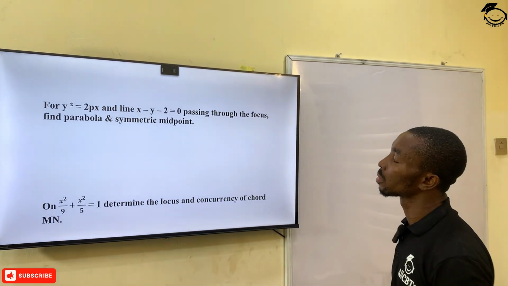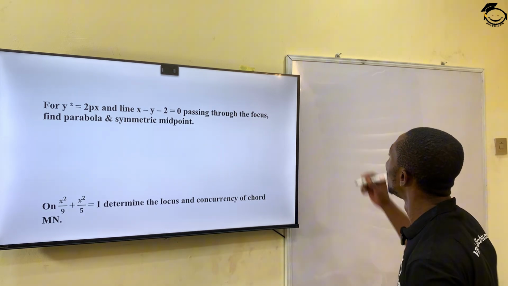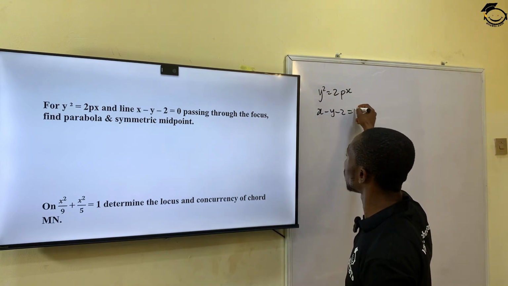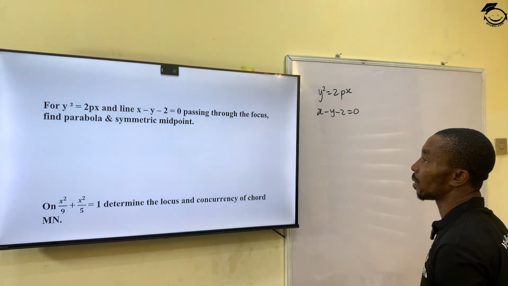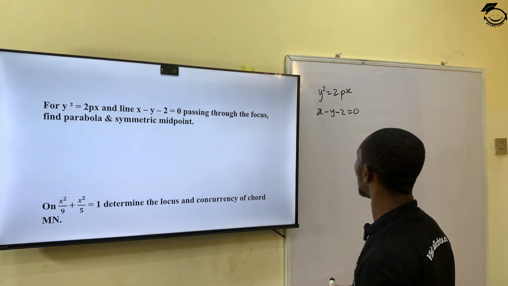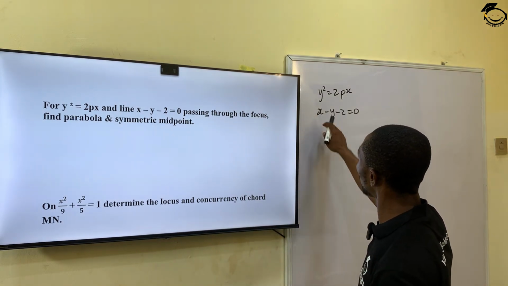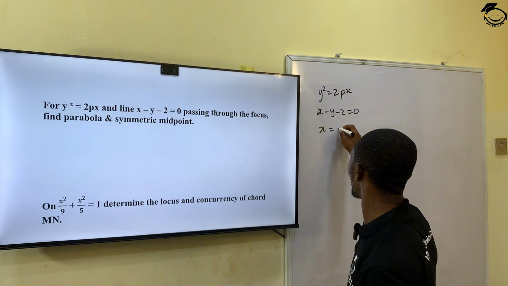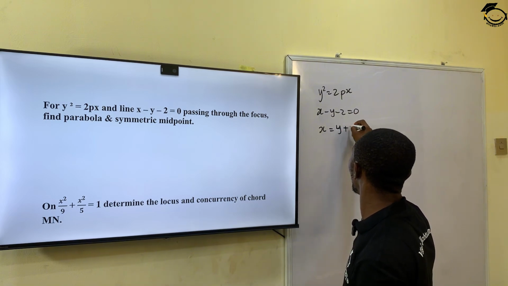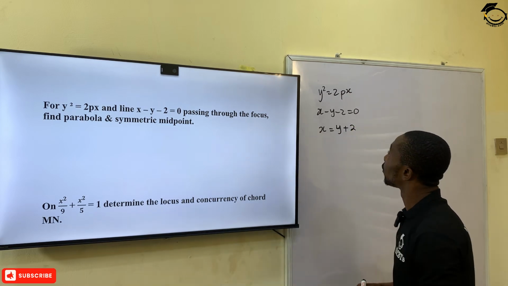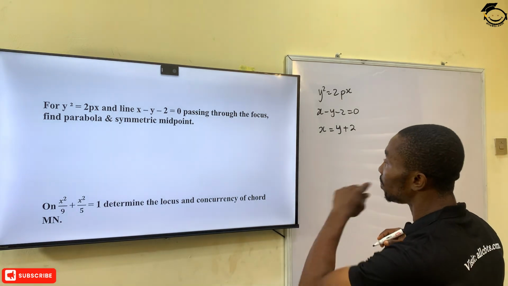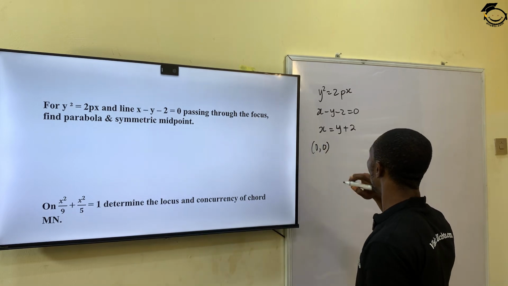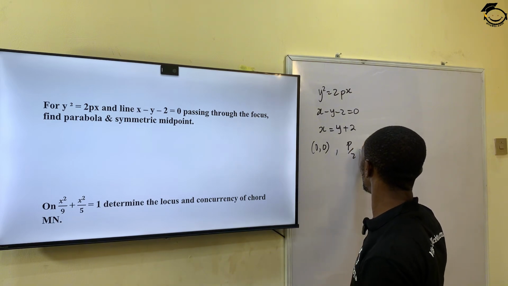For the next question: y squared equals 2px, and the line x minus y minus 2 equals 0 passes through the focus. Find the parabola and the symmetric midpoint. First of all, let's make x the subject of the formula, so x equals y plus 2. Now we know that the vertex is 0 and 0, and since the line passes through the focus, our focus is p over 2 and 0.